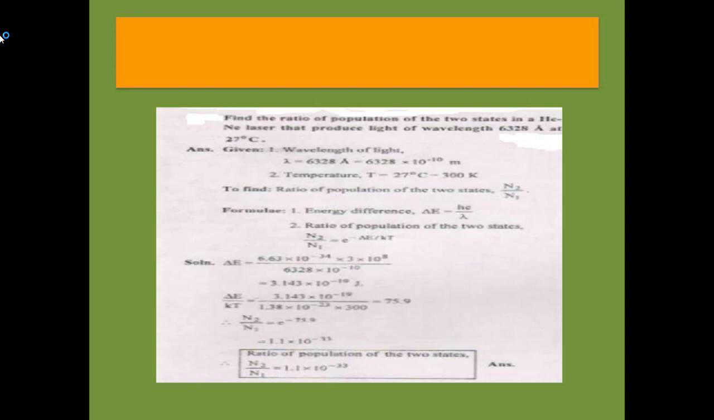Energy difference ΔE is equal to hc upon λ, and the ratio of the population of the two states is N2/N1 = e^(-ΔE/kT). Therefore, ΔE = 6.63 × 10^-34 × 3 × 10^8 divided by 6328 × 10^-10. When you solve, you will get 3.143 × 10^-19 joule. You can keep it as it is, and now substitute ΔE upon kT.